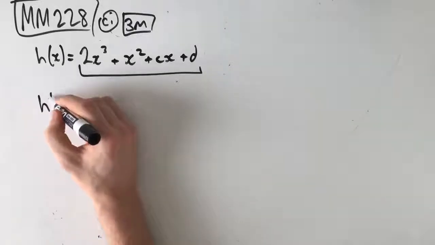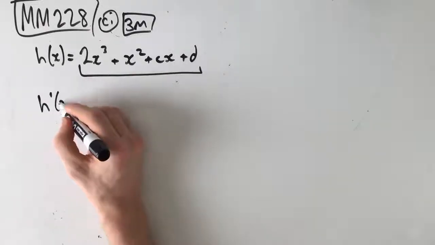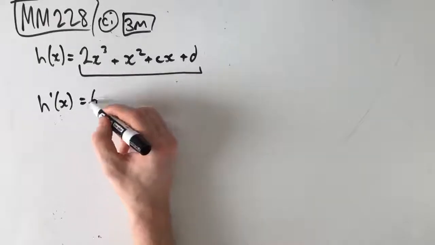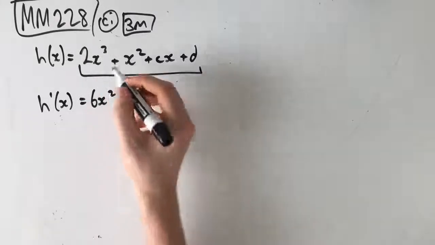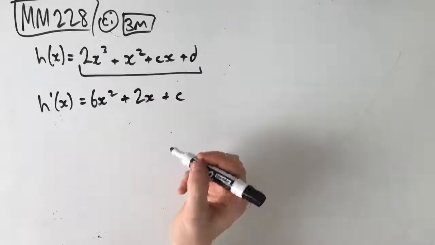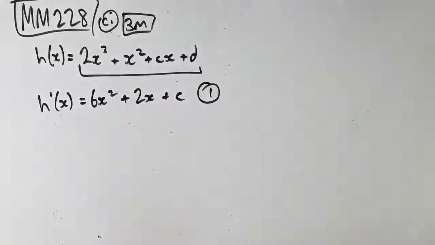So if h of x is equal to this, then our gradient function, h dash of x, is going to be equal to 6x squared. This 3 comes down here, take 1 off the power, plus 2x plus c. And that's our first mark right there, guys.